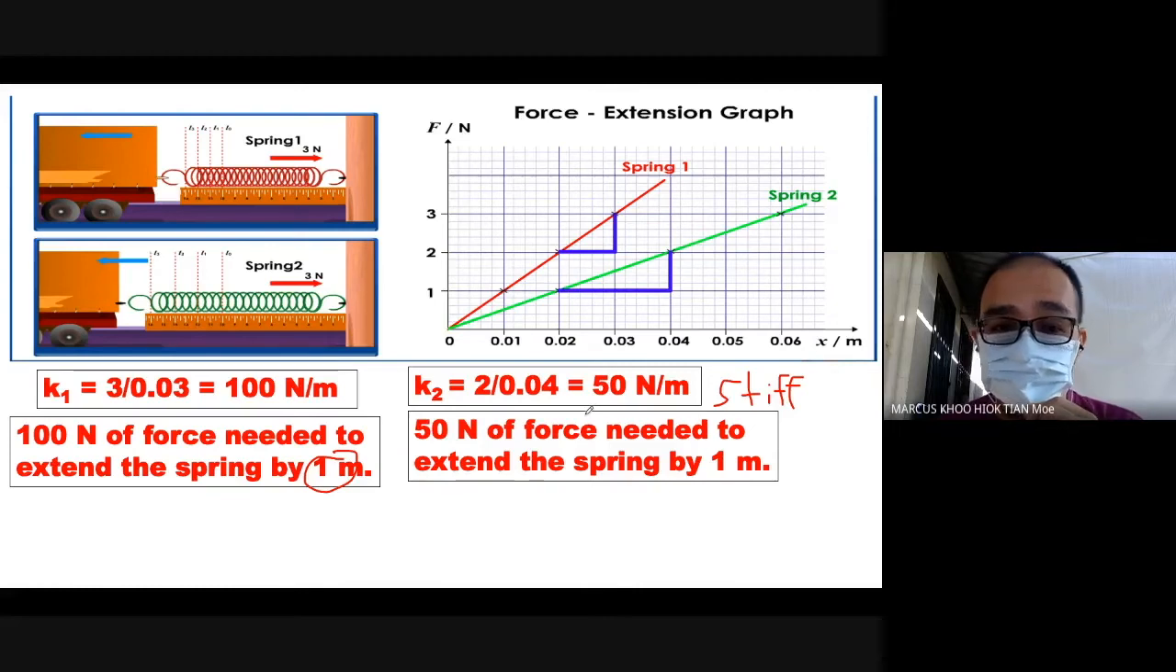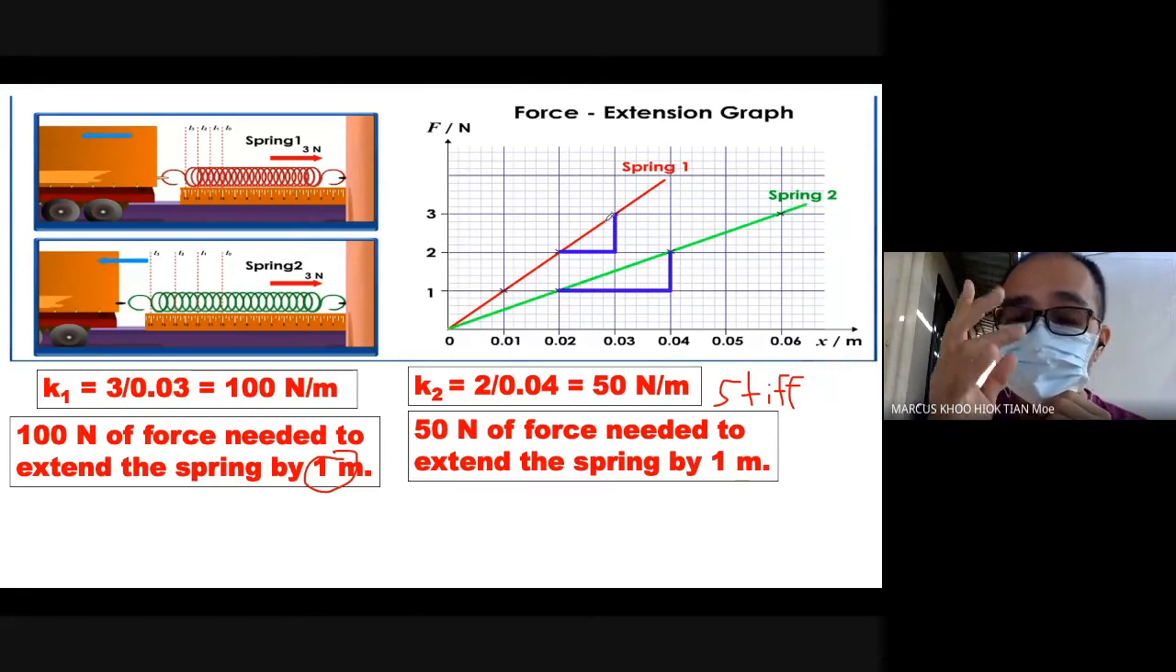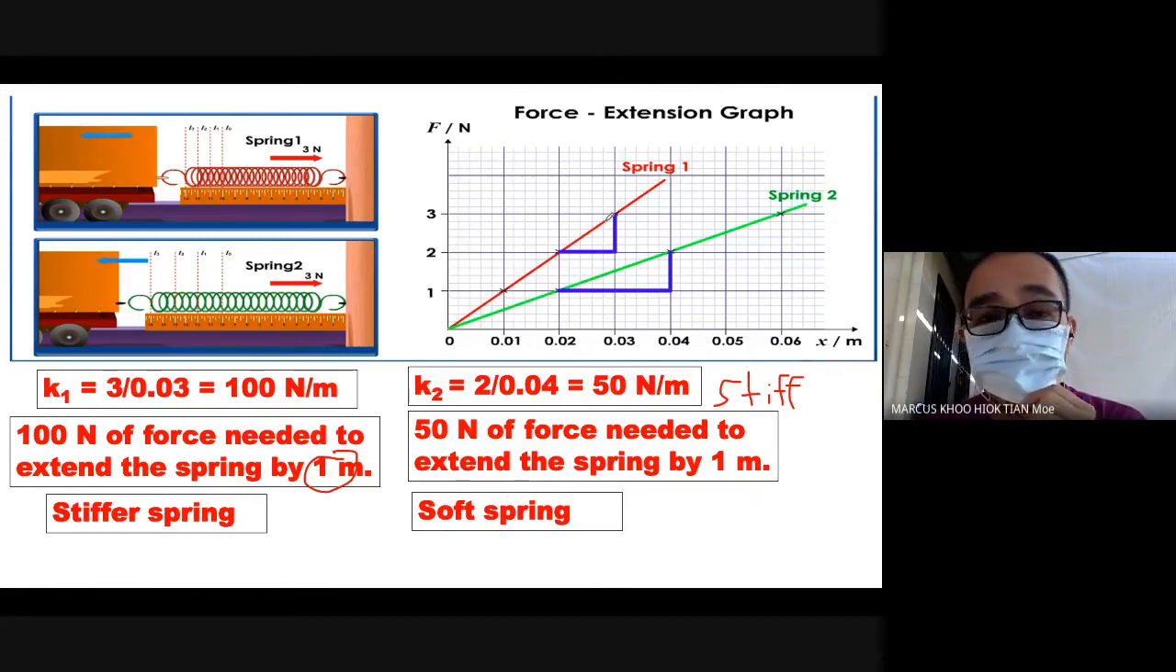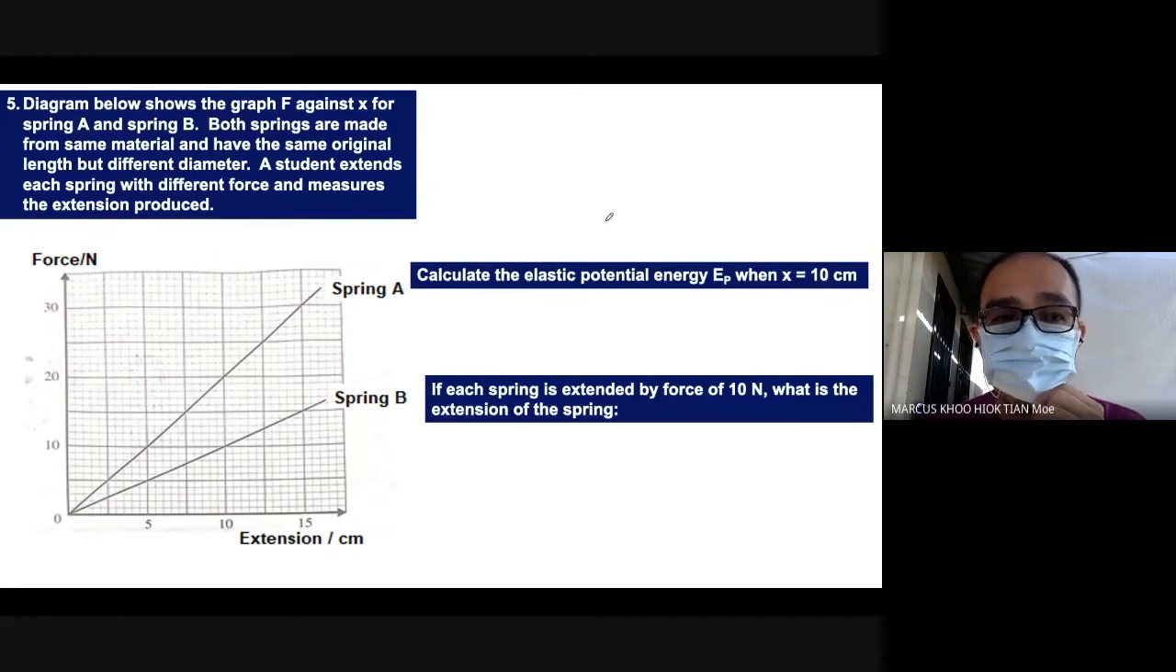Okay? So this is a very important point. The gradient actually tells you two things now. Number 1, the value of K, which is the spring constant. Number 2, it also tells you how stiff, which one is the stiffer spring. So the bigger the gradient, the steeper the gradient this way, the stiffer the spring is. It's a very stiff spring. So this is a stiffer spring, and spring number 2 is a softer spring. All right.